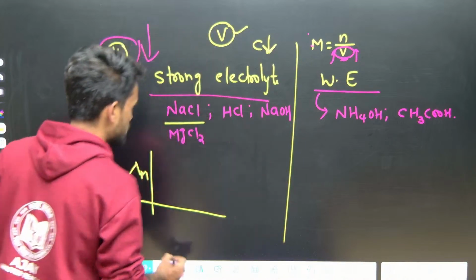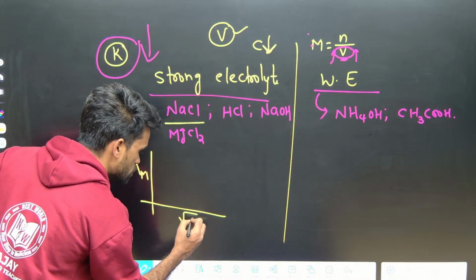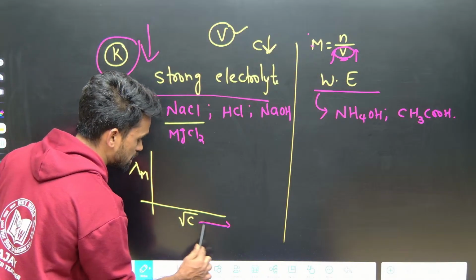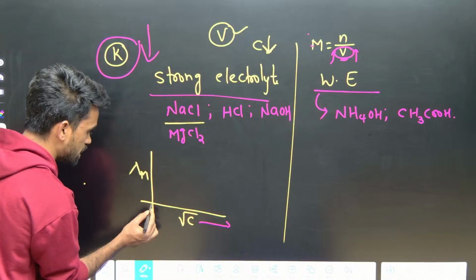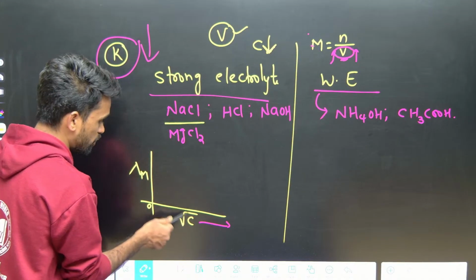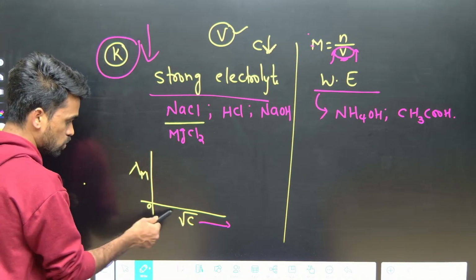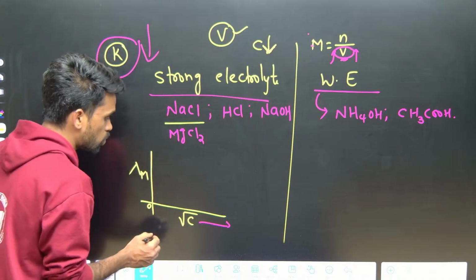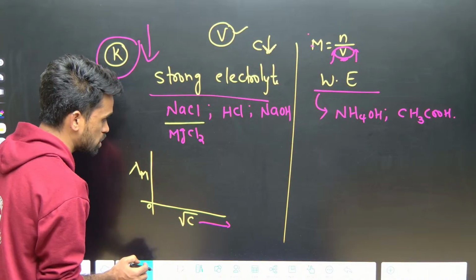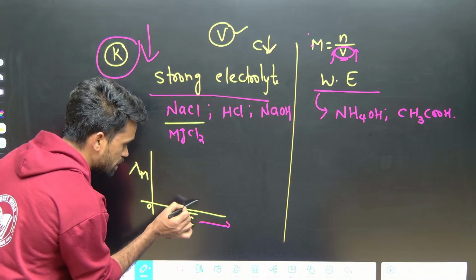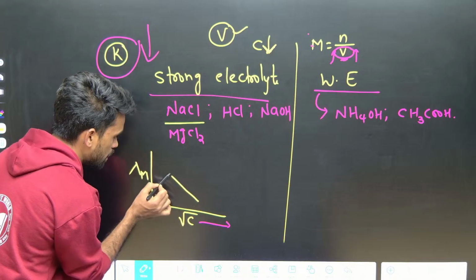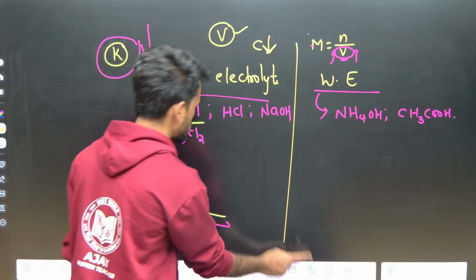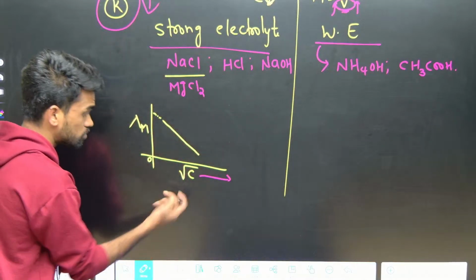See what I am writing here: concentration on this axis. If I go this side, the concentration value increases. If I go this side towards the origin, the concentration will become almost 0. The experimental observation is that there will be a line like this. What is this line indicating? Look at what you are getting.